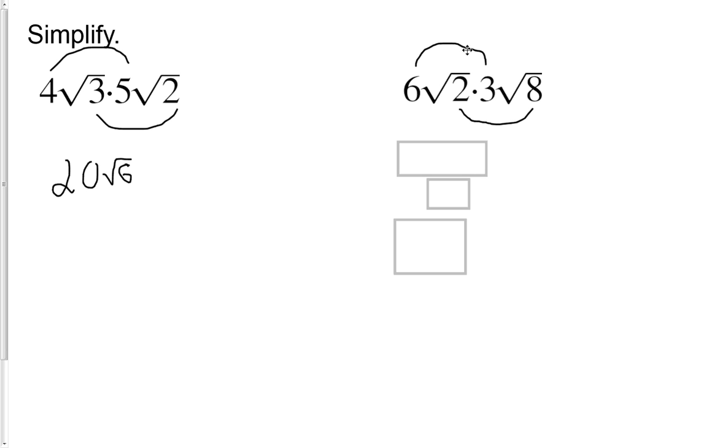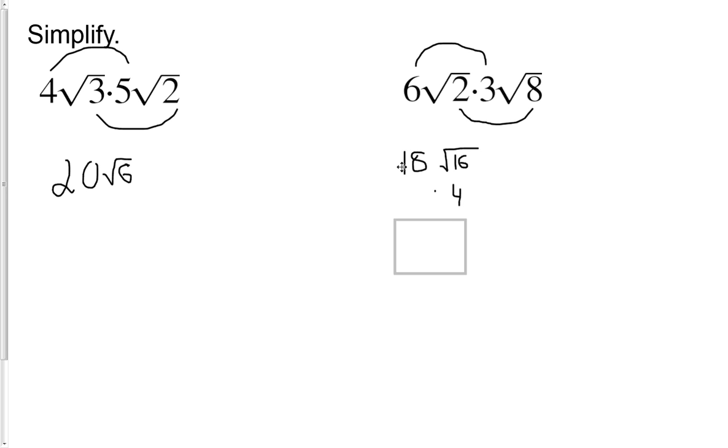It's done. Moving on. 6 times 3 on the outside. 6 times 3 is 18. On the inside, 2 times 8, 16. So we got 18 square root of 16. Square root of 16 is 4. So we don't need to do a tree. If you did a tree, you would get 2 sets of 2s, right?